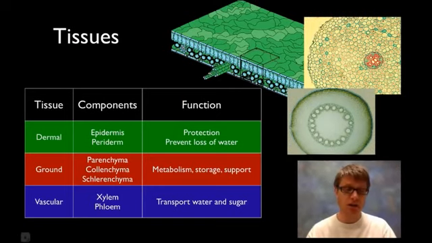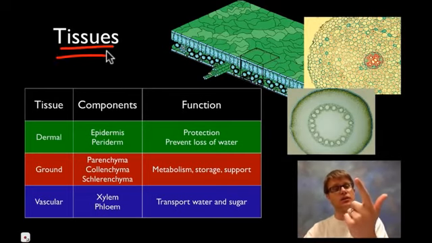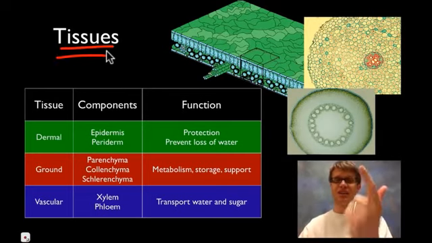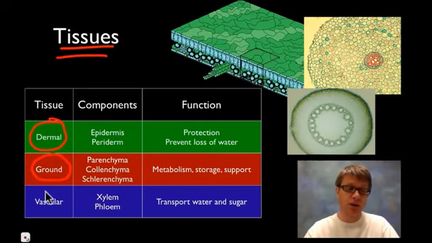Just like us, they're going to have tissues. And so in us, if we're talking about tissues, now you would think of muscular, nervous, connective, and then epithelial. But in plants, there are just going to be 3 types of tissues. They have dermal tissue, ground tissue, and then vascular tissue. And just like us, they break that into specific types of cells.